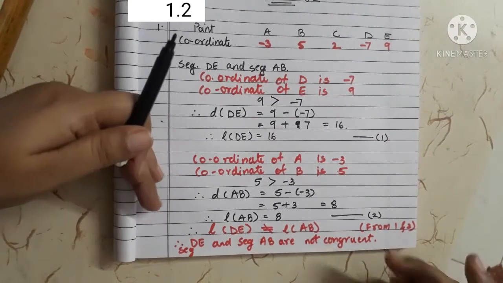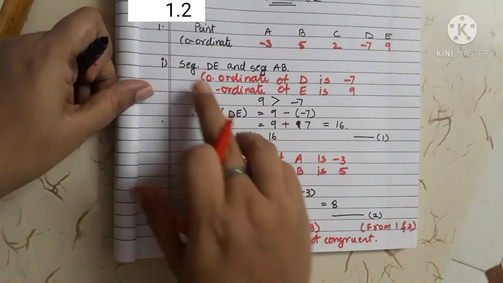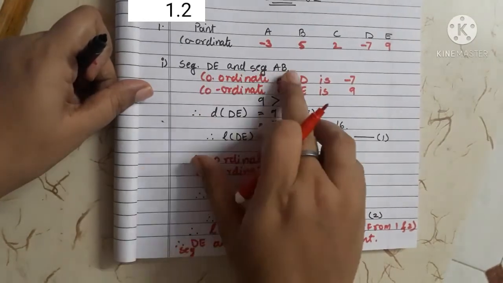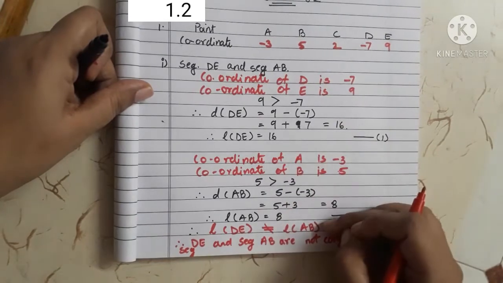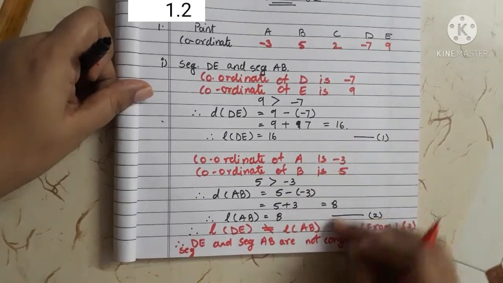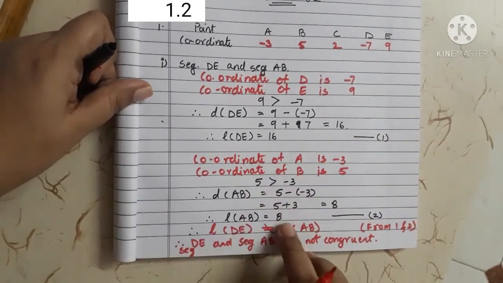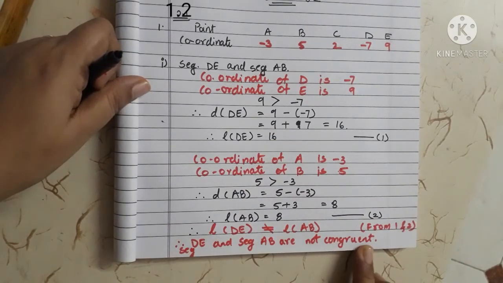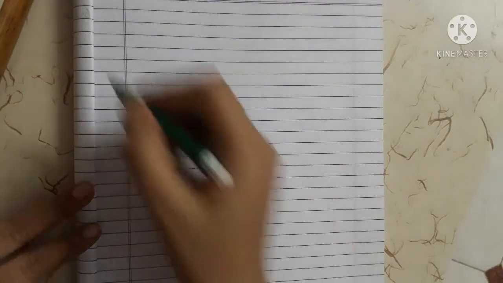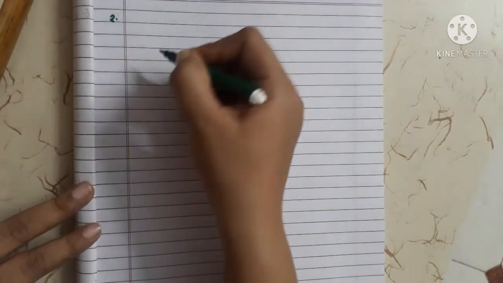Okay students, whenever such a question is there, you will find out the distance of these 2 points and check whether the values are coming same or not. If the values are same, they are congruent, but here we have got different values of both the distances. Therefore, the 2 segments are not congruent. Children, now see the second question.